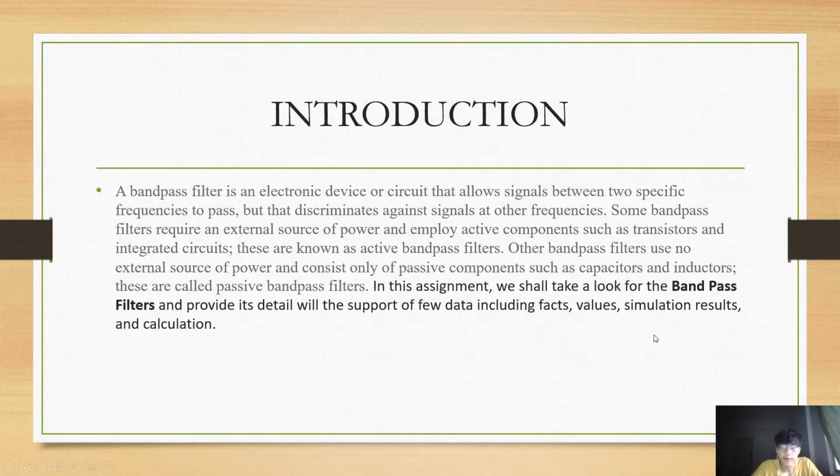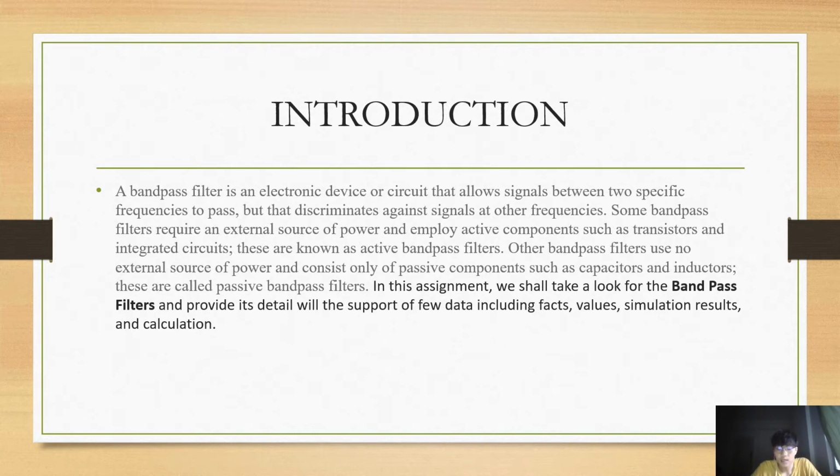Hi to everyone. Today I'm going to introduce our assignment, which is a bandpass filter. First of all, a bandpass filter is an electronic device or a circuit that allows signals between two specific frequencies to pass, but discriminates against signals at other frequencies.